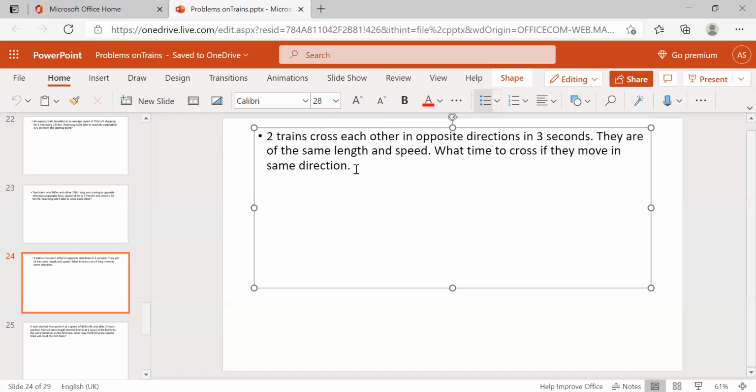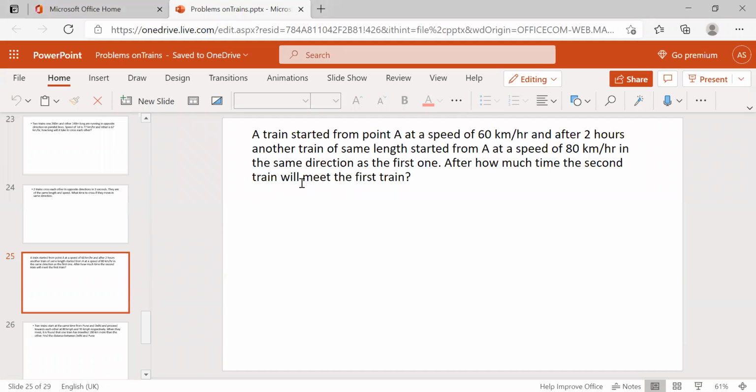Clear? Whatever the length and whatever the speed, here it is the same, they are saying. Suppose I take 100 speed. So 100 minus 100 in the denominator, and the numerator will be 0. So we cannot find the time for the same direction. Okay, data insufficient. Cannot determine. Now another question.